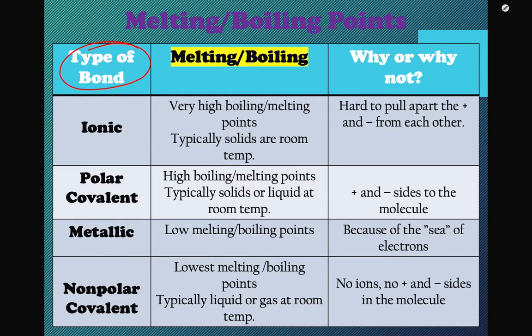The why or why not just helps us to explain why that is the case. Why do we observe that? Well, if we think about boiling and melting, we're tearing these molecules apart. When things become liquids or gases, the molecules are spreading out. We're trying to pull these things apart. Well, an ionic bond is incredibly strong, and so it takes a high amount of energy to pull those things apart.